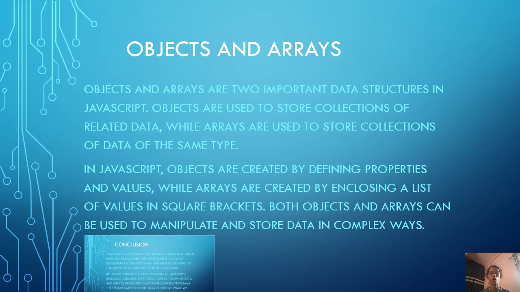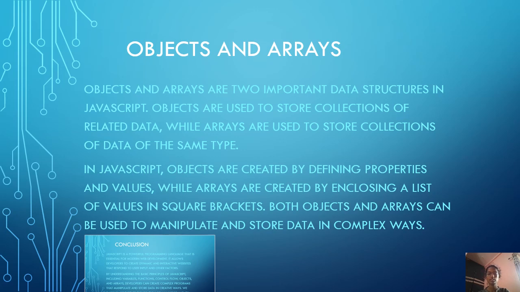The next topic is objects and arrays. Objects and arrays are two important data structures in JavaScript. Objects are used to store a collection of related data, while arrays are used to store a collection of data of the same type. This is a major difference between objects and arrays.